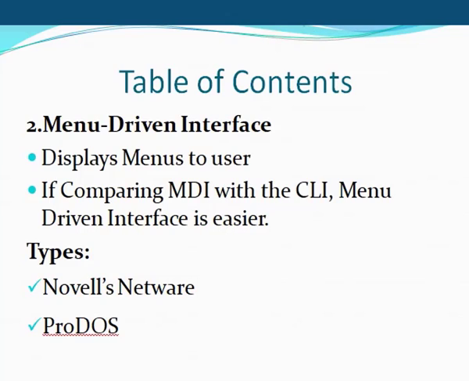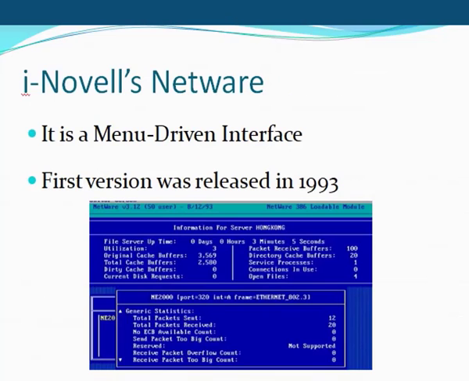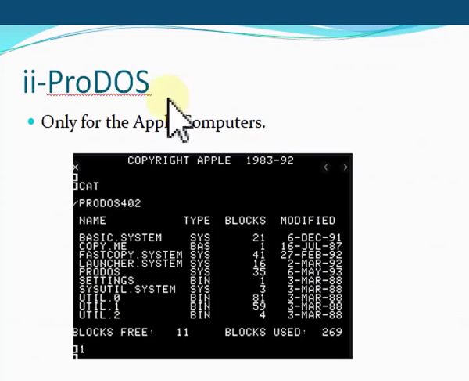Menus are also available in Windows and in many other applications which are present in mobile phones and in the computer systems also. Novell NetWare is a menu-driven interface, and the first version of Novell NetWare was released in 1993, and this is the interface of Novell NetWare. ProDOS is also a menu-driven interface. It uses an interface which consists of menus, and it was only invented for the Apple computers. This is the interface of a ProDOS operating system.